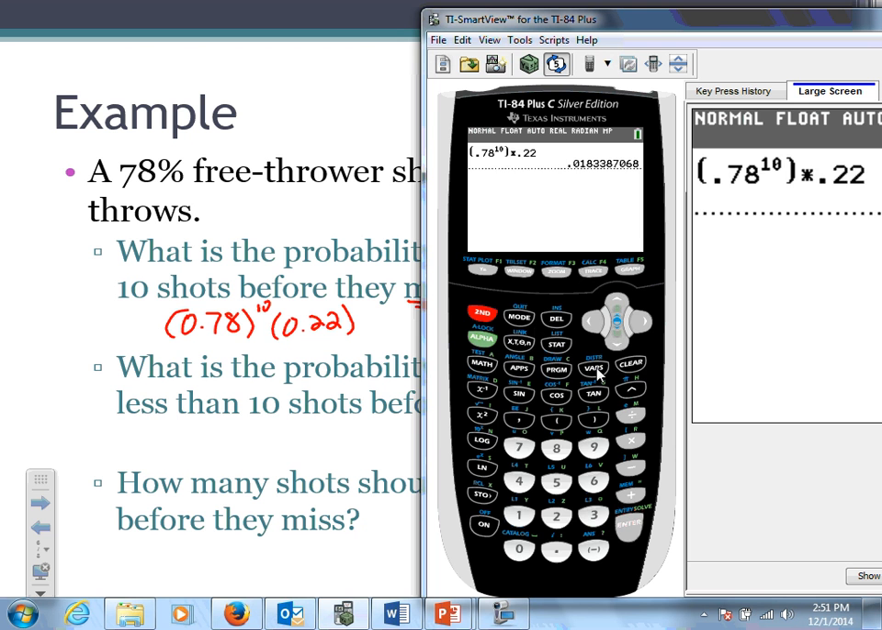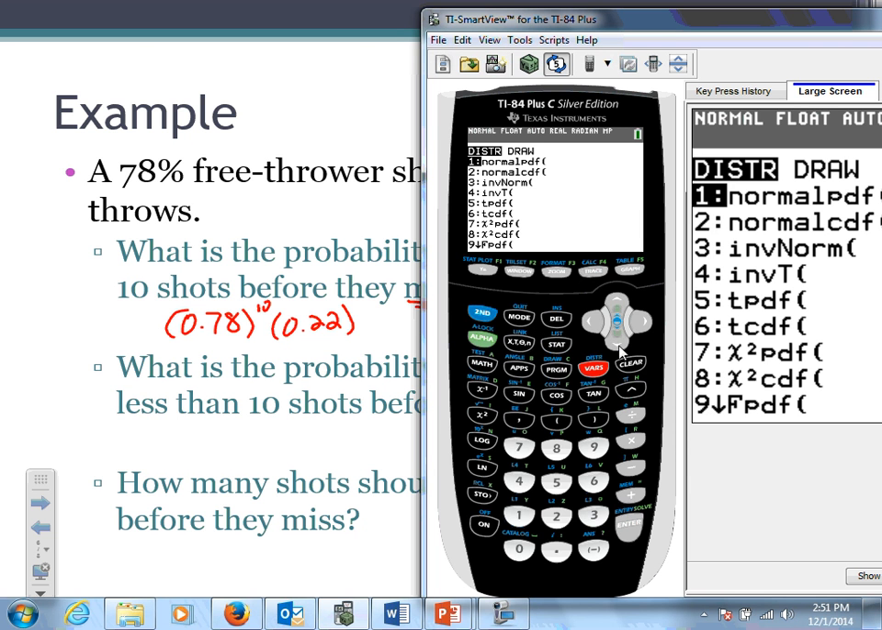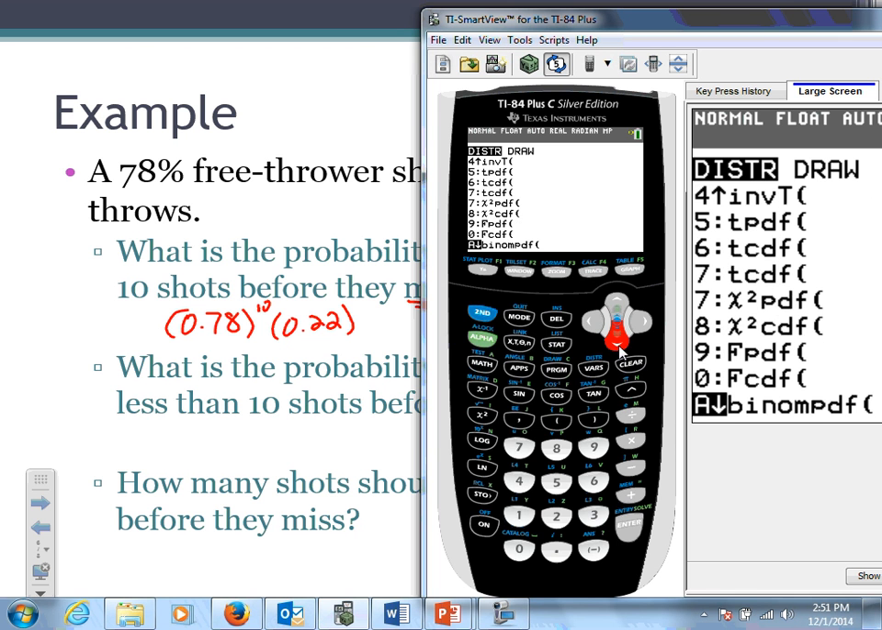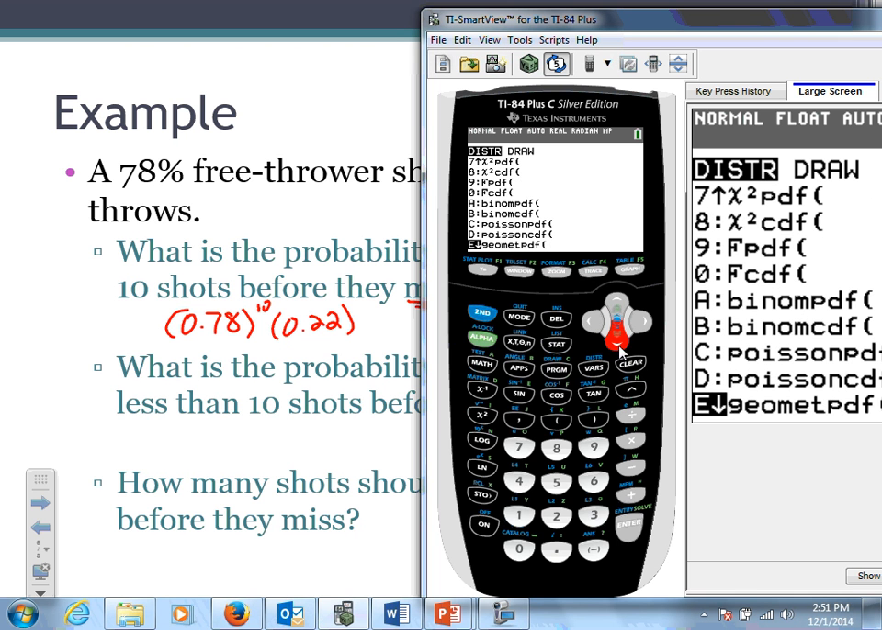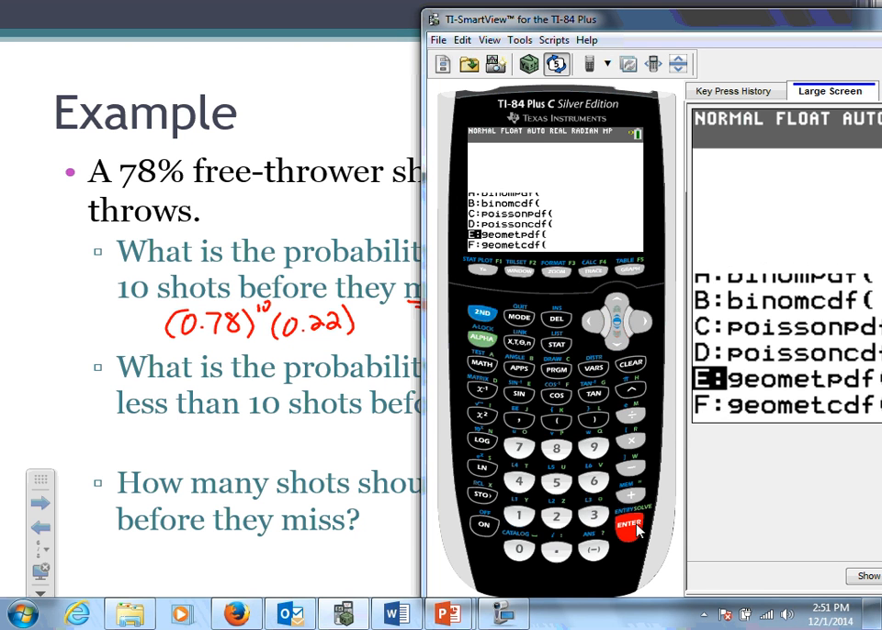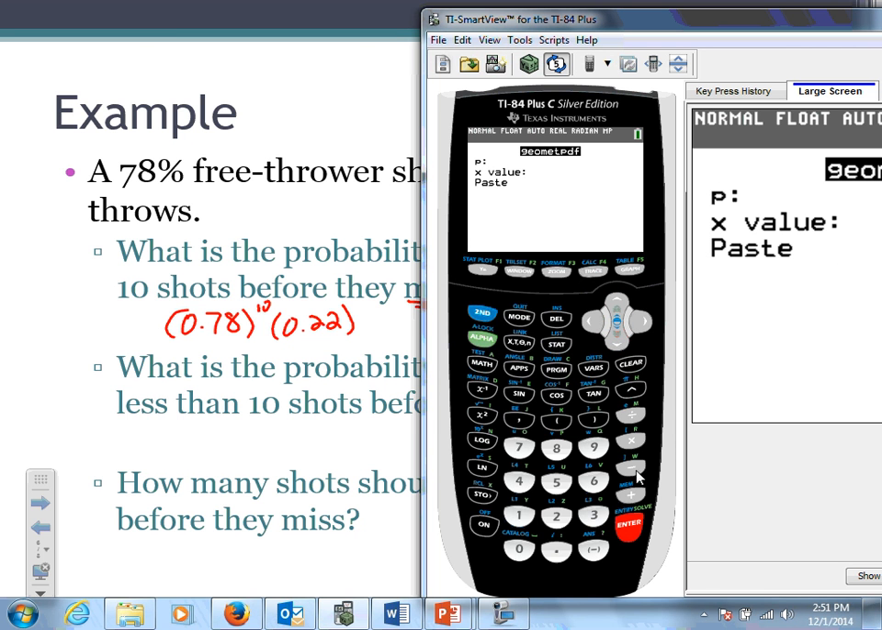Now, to illustrate, we also have, again, the geometric PDF command on our graphing calculator. So if I go into my distribution menu and I scroll down, right, we know that the binomial distribution is down here. And down below that, you'll see we have a geometric, both PDF and CDF. So I'm going to choose the geometric CDF. My p-value in this problem is 0.22, right? Not the 78%, because remember what we're interested in is a miss, and that's that probability.